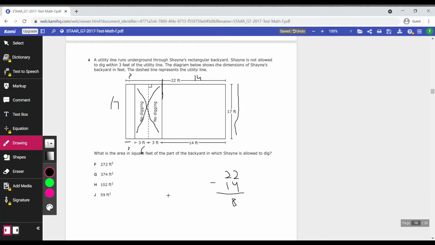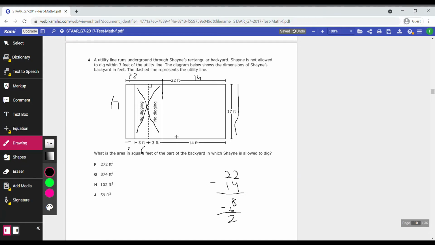So if we just minus 6, we get the side of this one. So the mystery question mark would be 2. Now we know this is 17, we know this is 2, and we know this is 14, so we can solve for our area.